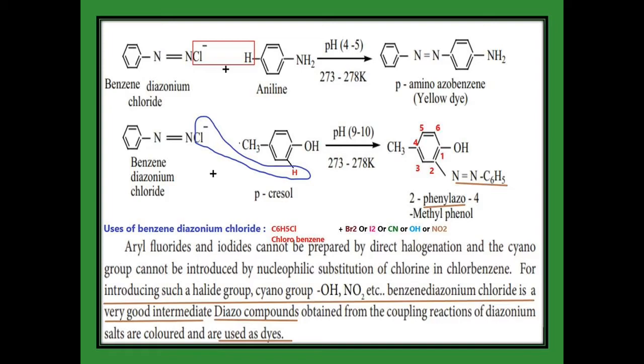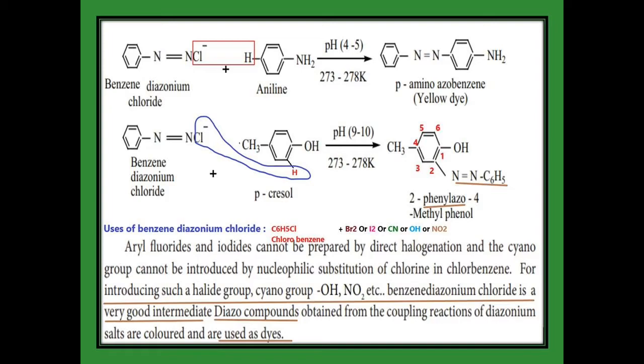Then benzene diazonium chloride is reacted with para-cresol. Para-cresol means a benzene ring with OH and, in the para position, a methyl group. Here the para position is occupied, so we remove the hydrogen from the ortho position, which I have projected in red color.